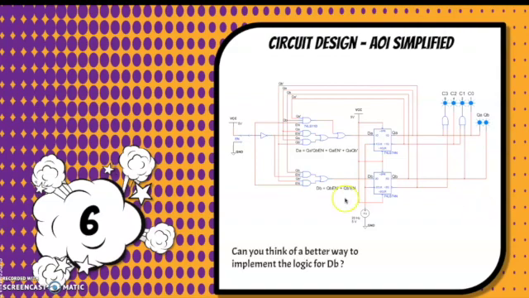But in the meantime, let's take a look at DB. Is there a better way to implement this besides 2 AND gates and an OR gate? Take a second to think about it, and then I'll show you what I'm talking about in a moment.